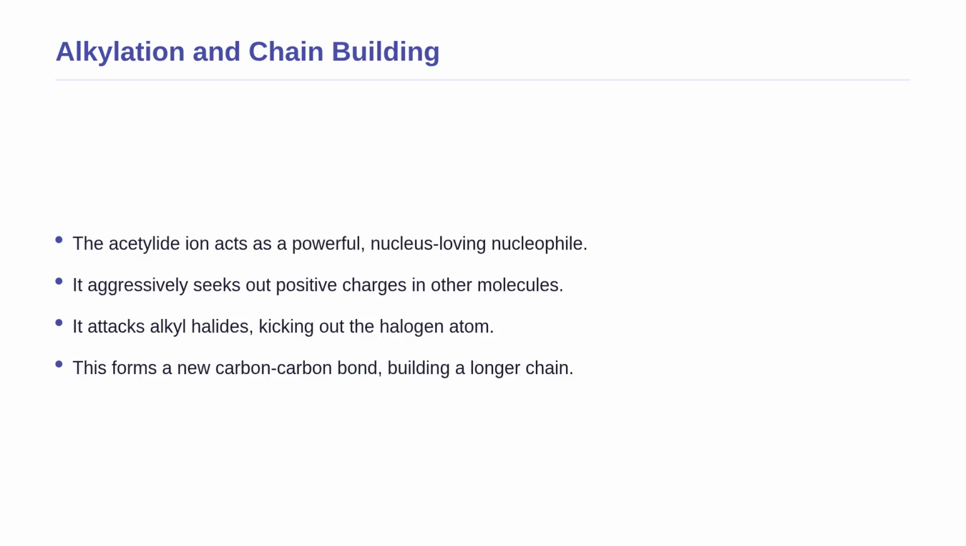Now that we have this negatively charged acetylide ion, what do we do with it? We use it to build bigger molecules in a process called alkylation. Because the acetylide ion is negatively charged, it acts as a powerful nucleophile, meaning it aggressively seeks out positive charges. We can introduce an alkyl halide, which is a carbon chain attached to a halogen. The acetylide ion attacks the carbon in the alkyl halide, kicking out the halogen. Think of this like snapping two Lego pieces together to build a longer carbon chain.